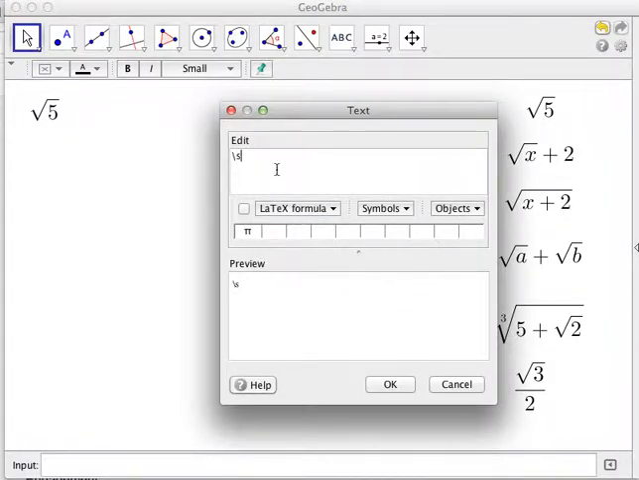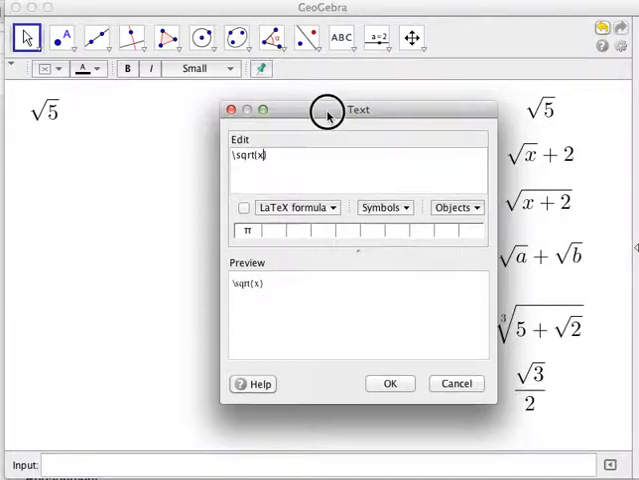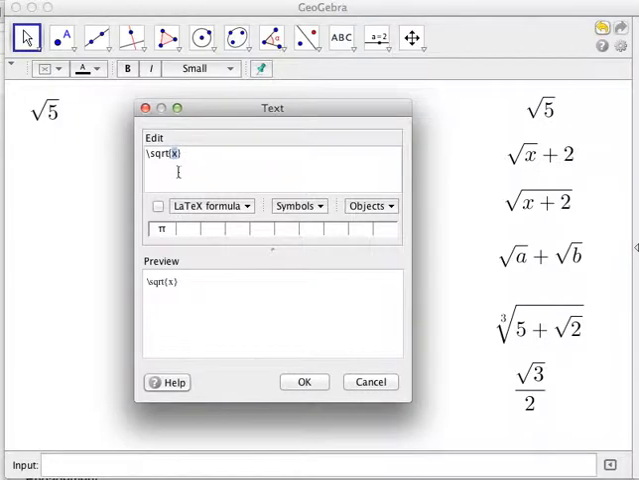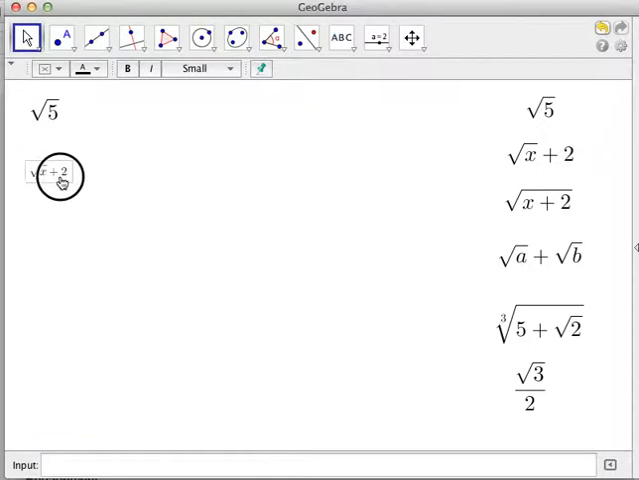We have square root of x. Remember that whatever is between the brackets are the letters or variables or numbers under the radical sign. So we only need x here, so we just put x between the brackets and then plus 2. So there we go.